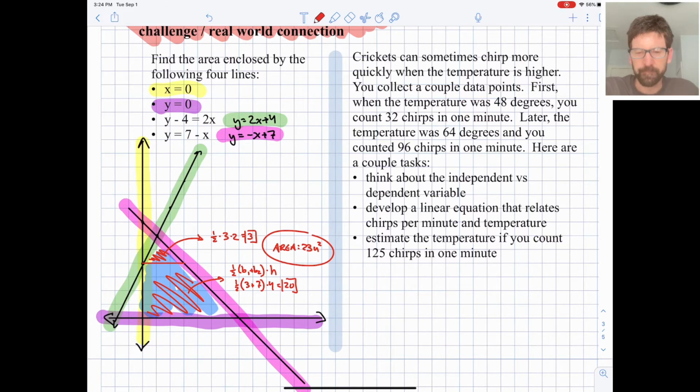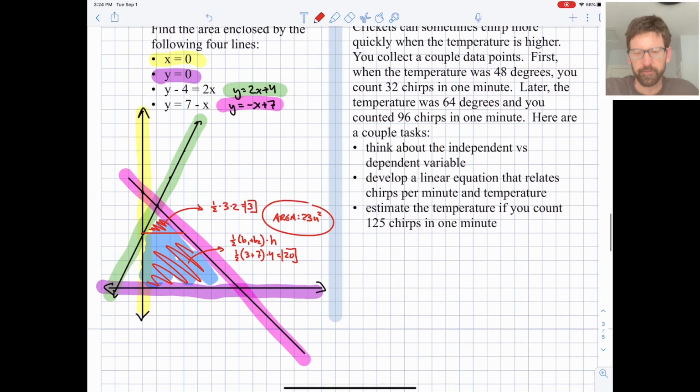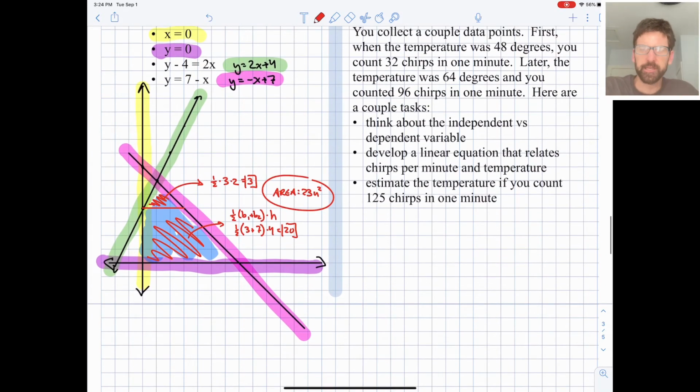So a few things. Independent versus dependent, linear equation, and what if we counted 125 chirps? So I'm going to say the independent variable is the temperature because that's what causes the chirps to be at a particular rate. Okay, the chirps rely on the temperature. So let's define our variables here. Let's have x equal the temp, and let's have y equal chirps per minute.